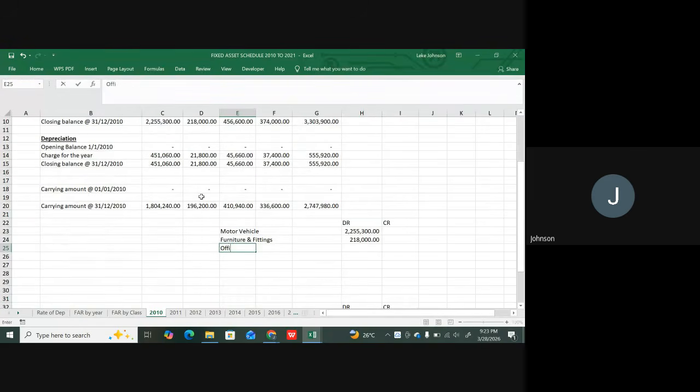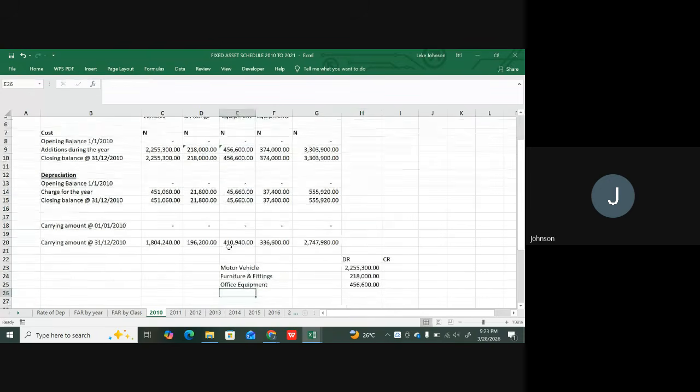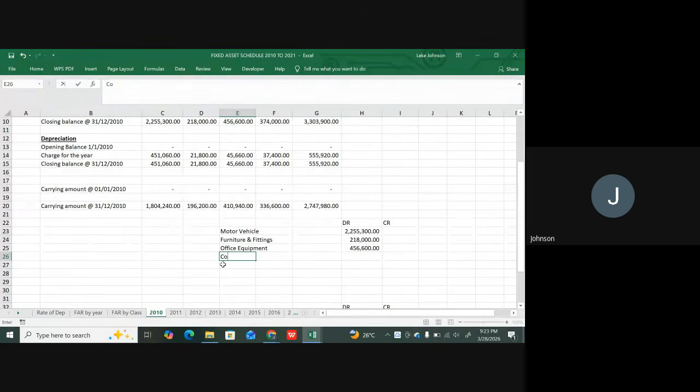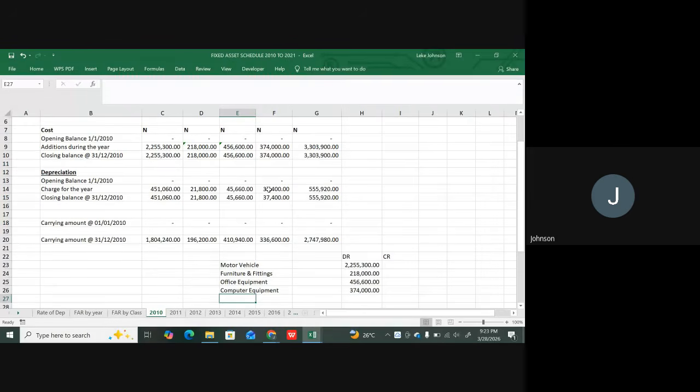That's office equipment. So your office equipment, you now come, you say equal to, you're going to pick this, and it's as at the beginning. There's no opening balance. Then the last one, you have computer equipment. You now say computer equipment. So your computer equipment, you're going to say equal to, then you're going to pick this, right? Computer equipment, you're going to pick this, okay? So with this, the ledger is not balanced.